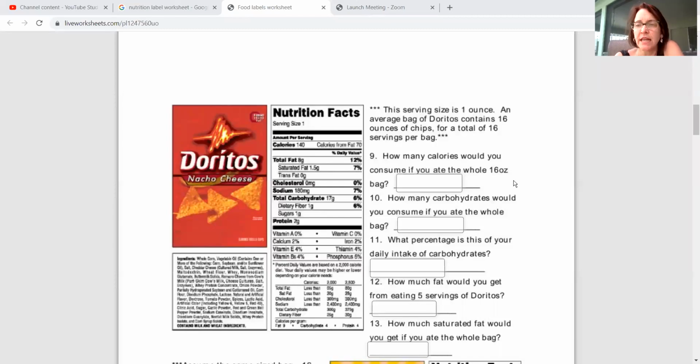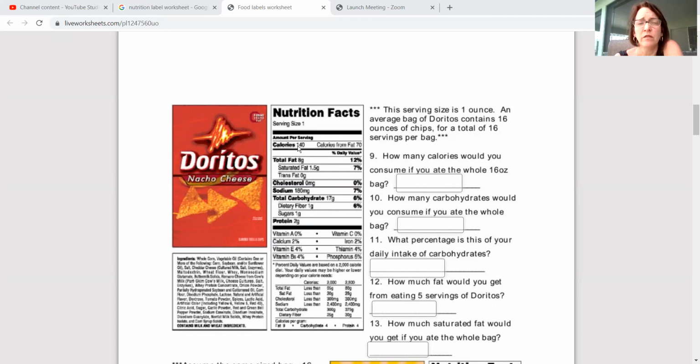Okay, this is essentially another example of how to get information from the food label. It says, how many calories would you consume if you eat the whole bag? Again, if you have a question asking about the entire container, you have to see how many servings there are, and whatever is listed in the label is 16 times this amount in the whole bag.